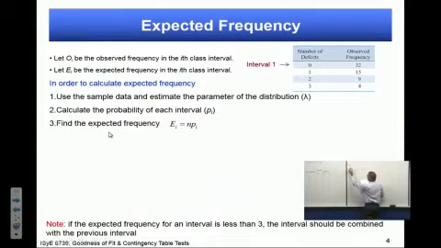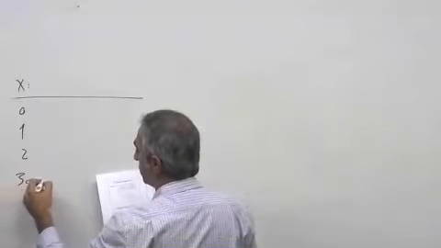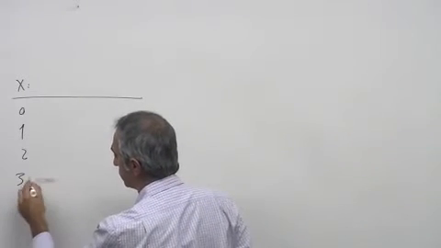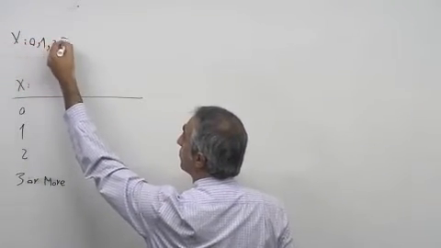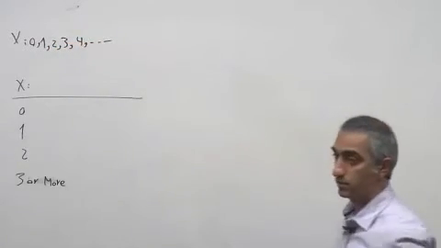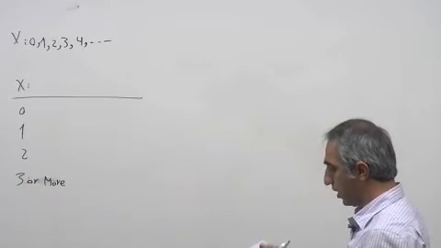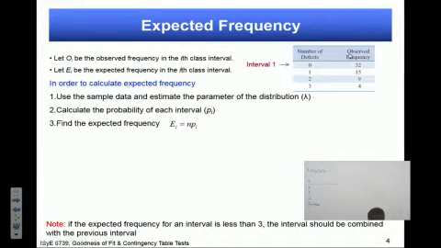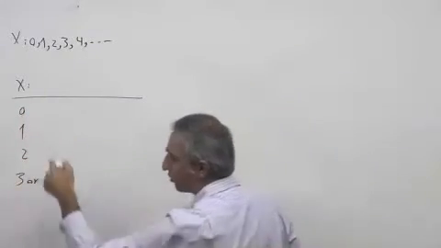So the number of defects, x, is either 0, 1, 2, 3, or more. As I said, your Poisson distribution is 0, 1, 2, 3, 4, up to infinity. Okay? So I continue up until I don't observe any other defects. So here in this case, we don't have observed frequency for 4 defects, it is 0. So just say 0, 1, 2, 3 or more.